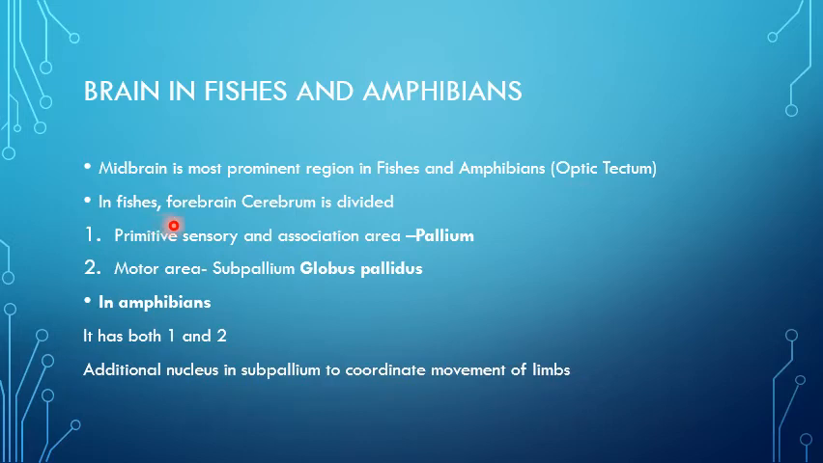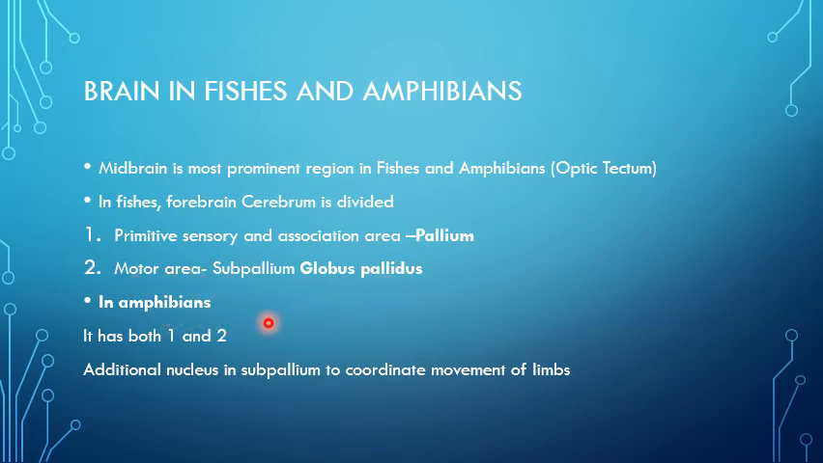In the fishes, the forebrain or cerebrum is divided into two main areas. Just like other vertebrates, these are the primitive sensory and association area known as pallium, and another area is the motor area known as subpallium. In the subpallium, there is the globus pallidus. This globus pallidus takes the information from the pallium and thalamus and transmits it to motor nuclei, hence helping in the role of the motor area.